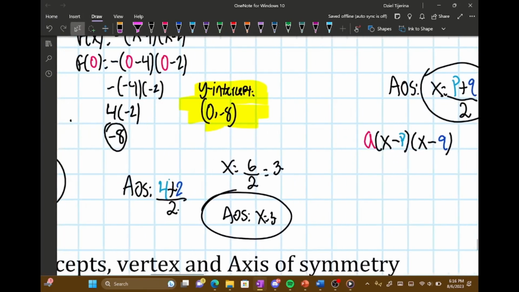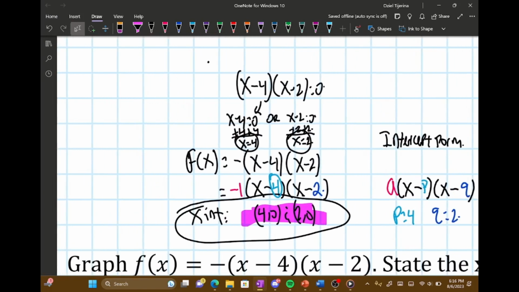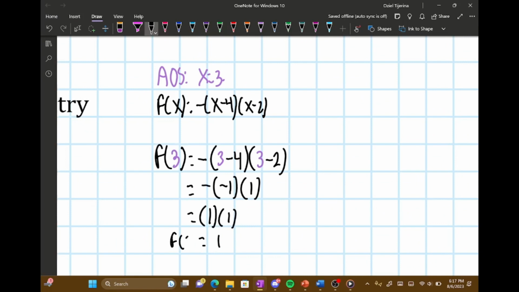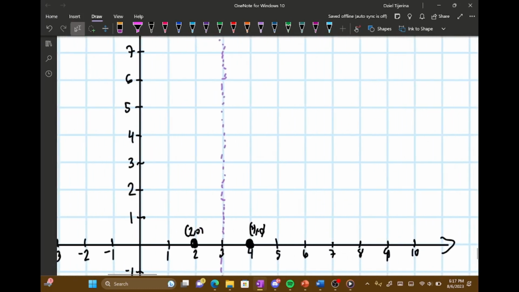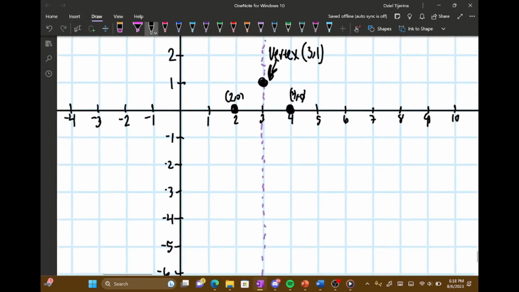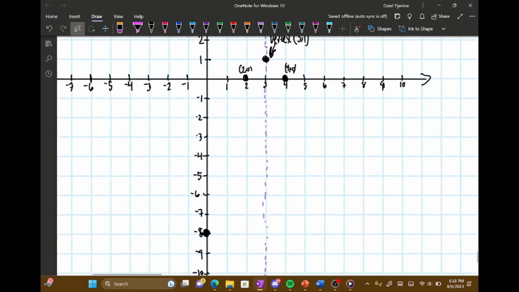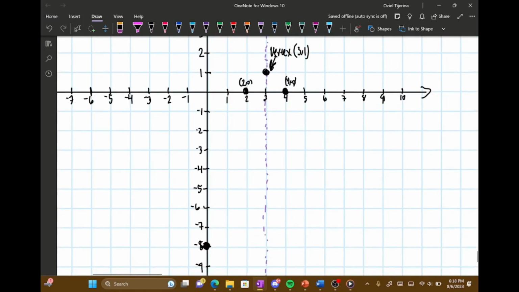What we need to do, since we now have our axis of symmetry, we need to put this in for the function. So we know that f of 3 is 1. That is going to be our vertex, (3, 1). So we're going to go ahead and plot it. So now what I want to do is evaluate for x equals 1. Because if you think about it, there has to be a point that is above y equals -8, that's between 0 and 2.